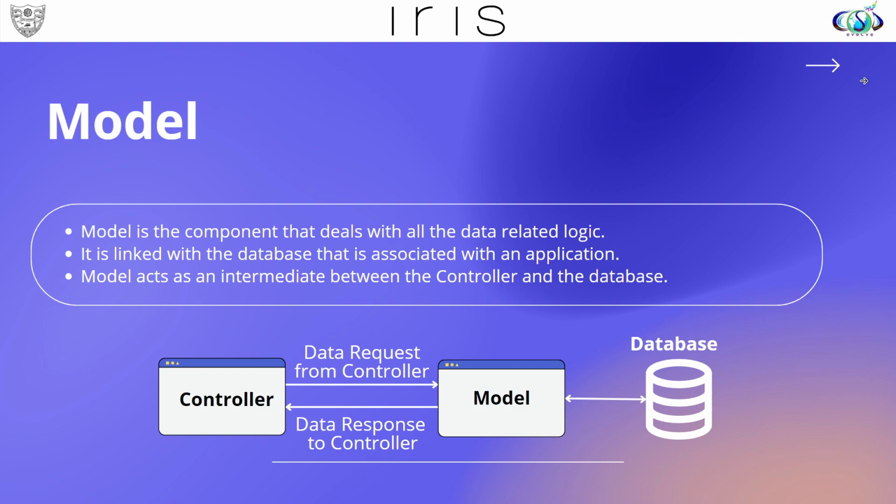Model. Model is responsible for all the data related logic and is linked with the database of the application. Among all the three components of the MVC architecture, model is the only component that has direct access to the database. Thus, for a controller, the model acts as an intermediate between itself and the database. In simple terms, the controller requests data from the model, which the model fetches from the database and returns as the response to the controller.